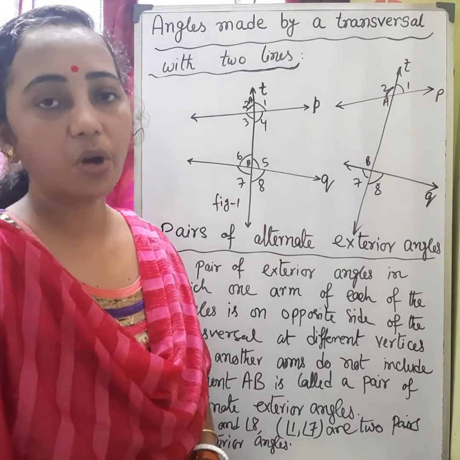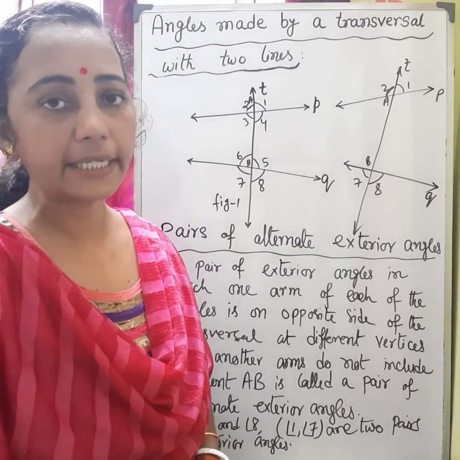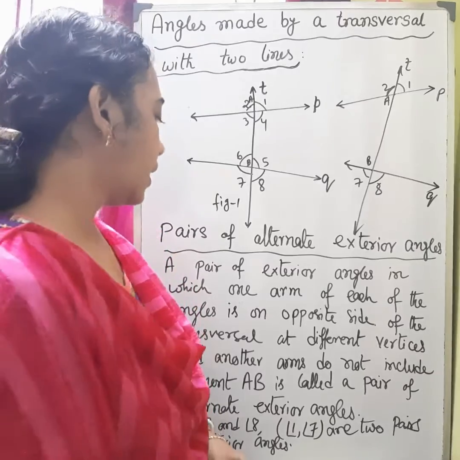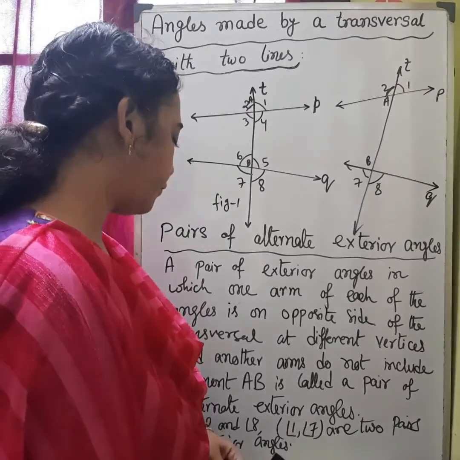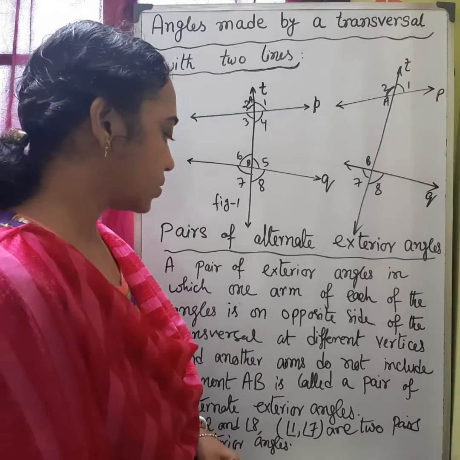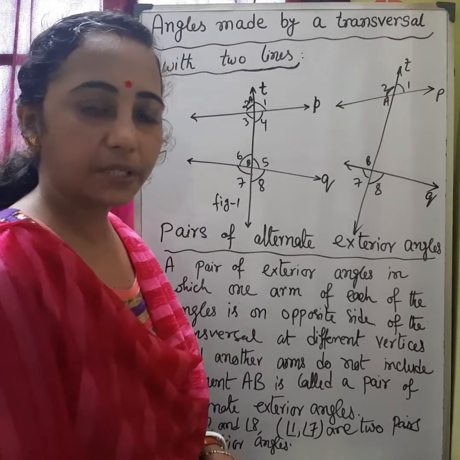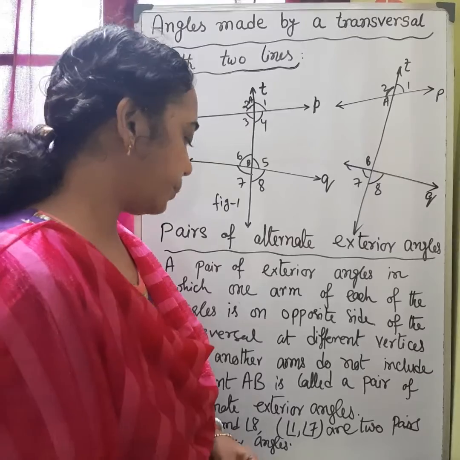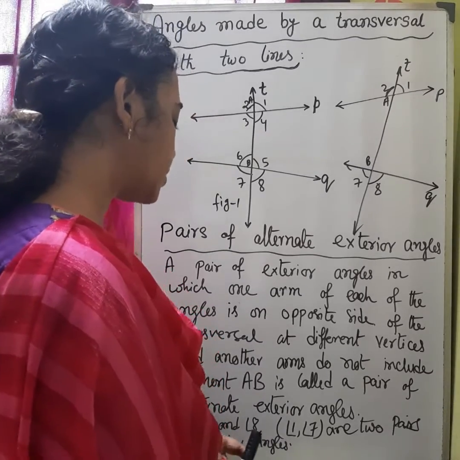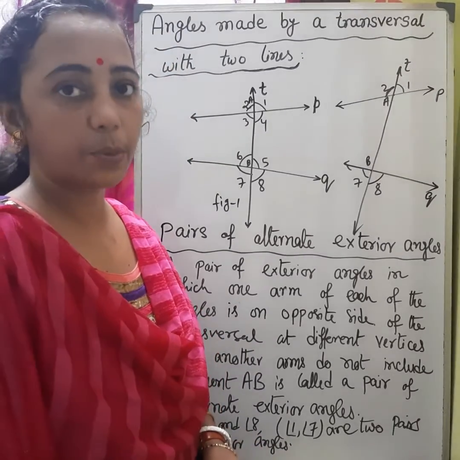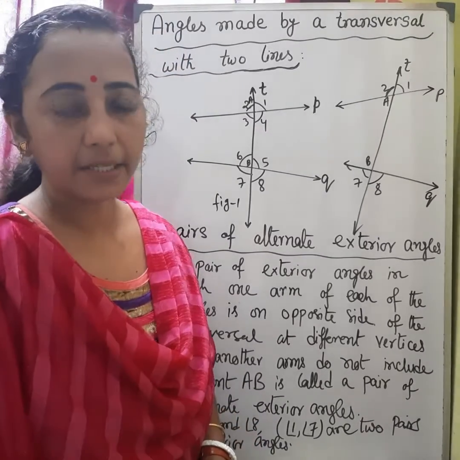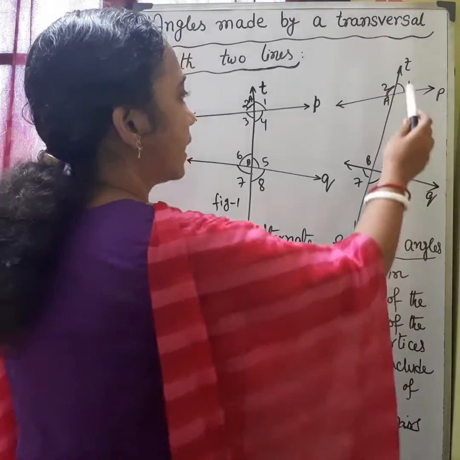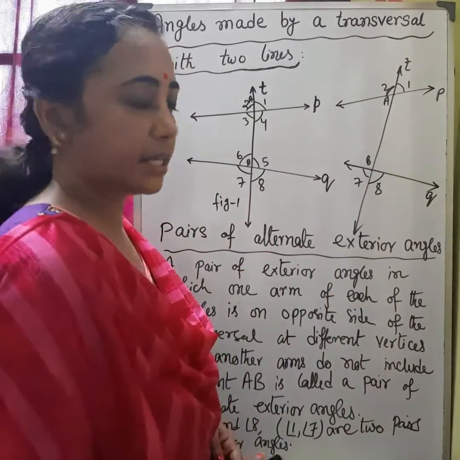Now let us know about pairs of alternate exterior angles. A pair of exterior angles in which one arm of each of the angles is on the opposite side of the transversal at different vertices and the other arms do not include the line segment AB is called a pair of alternate exterior angles. In this figure, angles 1, 2, 7, 8 are exterior angles.